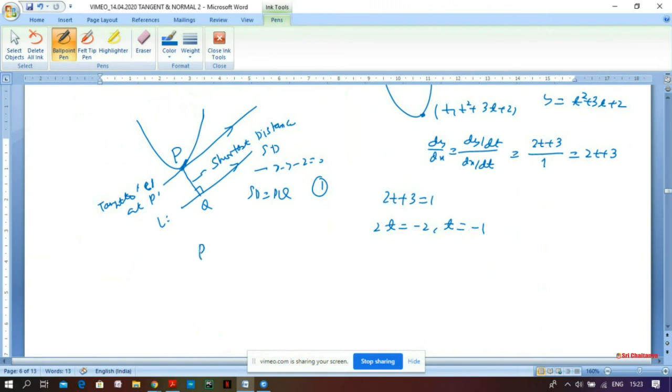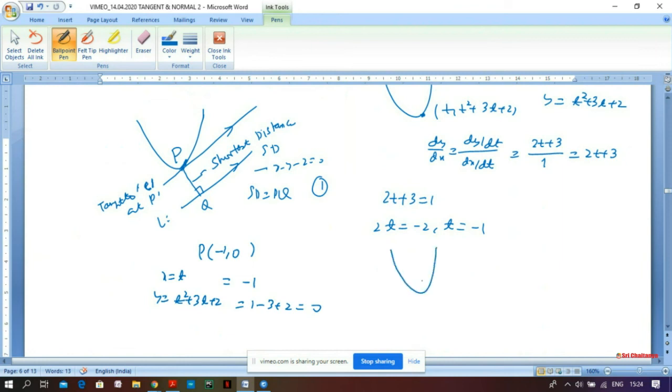The point P happens to be, because t is minus 1, x equal to t and y is t square plus 3t plus 2. So negative 1 gives 1 minus 3 plus 2, that is 0. So point P happens to be minus 1 comma 0. That's fair enough. So point P we got, and we updated the diagram.